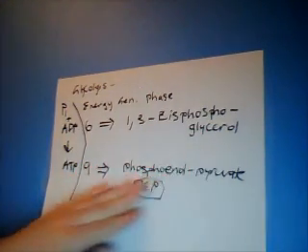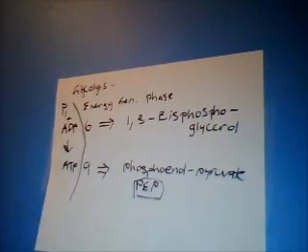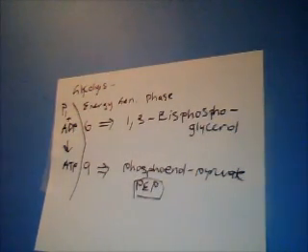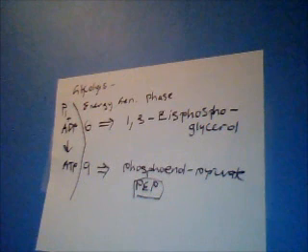The other molecule is PEP. PEP by far has the highest group transfer potential, even higher than this one. So it also can be coupled with the creation of ATP.